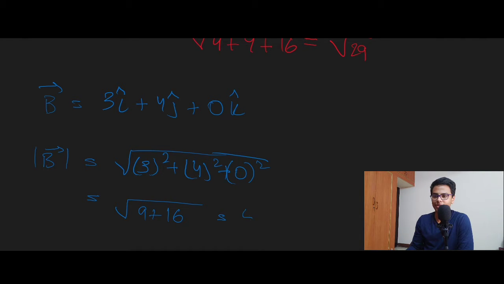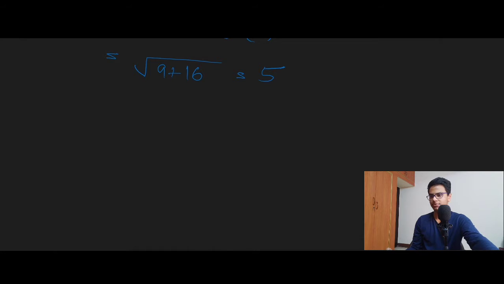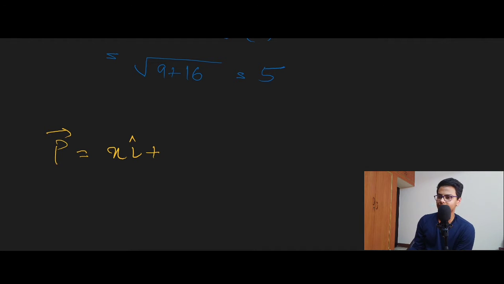So the magnitude of B vector over here is 5, right? So this is how simple it is. Let me give you one more question, just in case you need one more to practice. So let's say here we have some P vector. This P vector is given as x i cap plus, let's say, 2 j cap plus 3 k cap, right?